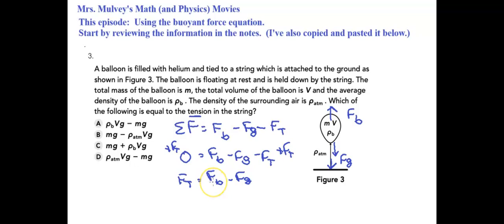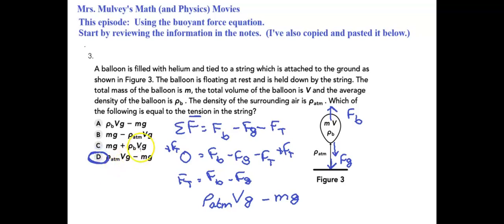So my buoyant force, that's rho Vg. Rho, though, being the rho of the fluid surrounding the balloon. And in this case, it's the air, because remember, we're treating air as a fluid. And so the rho here needs to be the rho of the atmosphere. So it is rho ATM times the volume times gravity minus, and then that downward force of gravity, that's just m, the mass of the balloon, times gravity. And there's our answer right there.